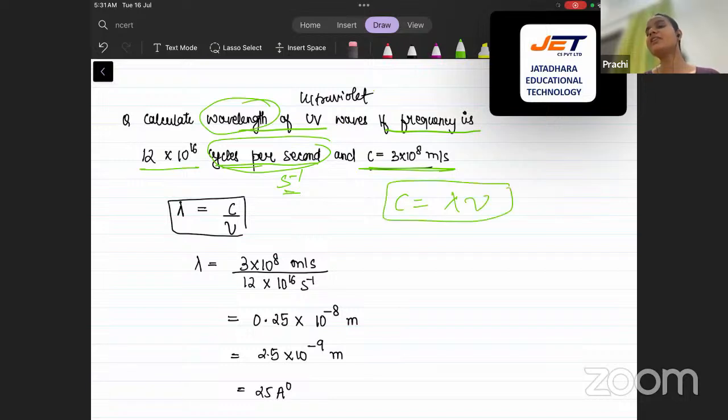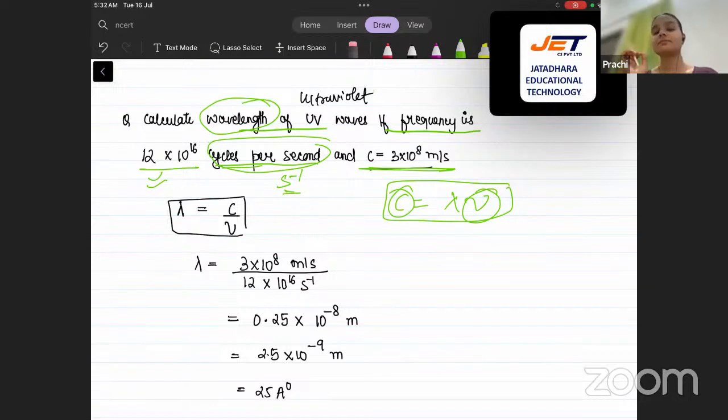Now, if any two of the variables are given to me, then obviously I can find out the third one. So what is given to me here? I know the speed of light from this. I know the frequency also. Now, you simply have to do the substitution, and you have to get the calculations right in the exam because you are not provided with a calculator. So make sure that you calculate it yourself.